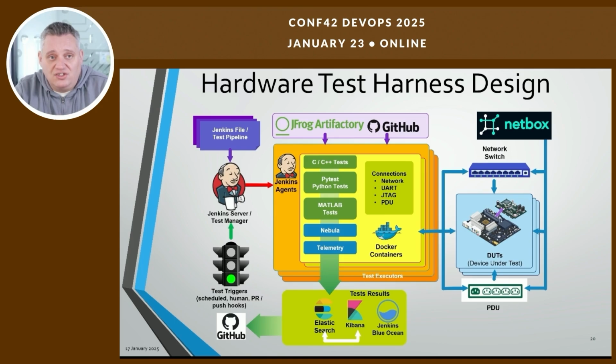Then there are the Jenkins agents. By deploying agents inside Docker containers, we have successfully connected multiple hardware setups into a single physical machine, optimizing resource usage. The test harness supports tests written in different programming languages such as Python, C++, or MATLAB. Hardware boards are locked only when the tests are running on them. Otherwise, they remain accessible for remote connections, allowing team members to perform debugging and development work.